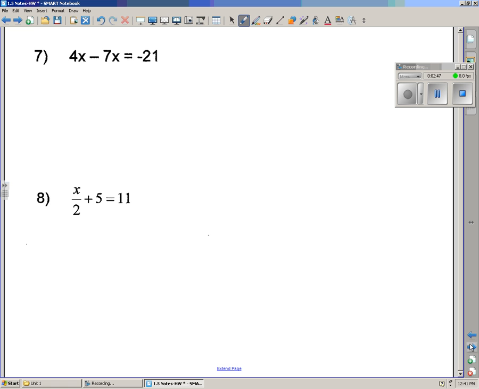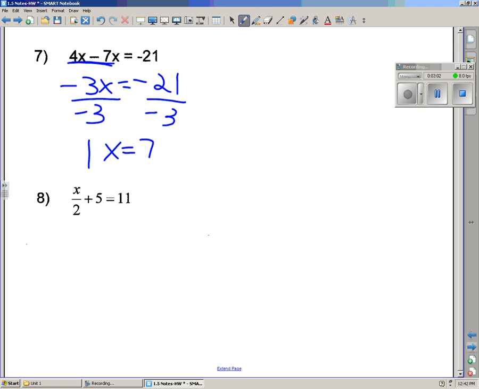Number 7, you've got some like terms here on the left-hand side. Combine your like terms. So 4x minus 7x is -3x equal to -21. Divide both sides by -3, and x equals +7.